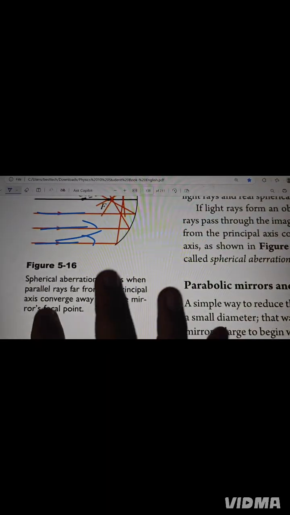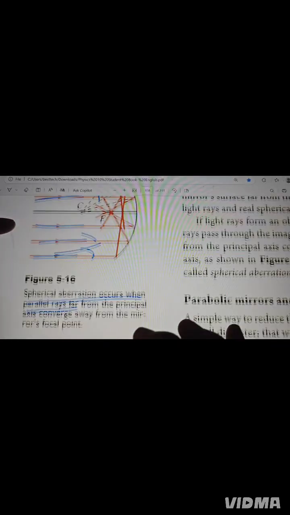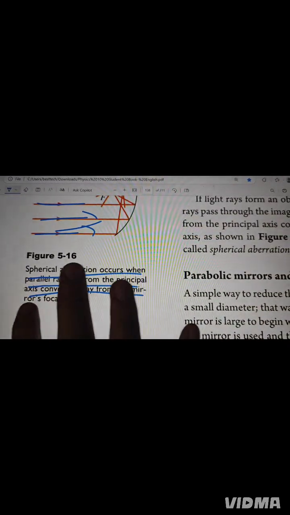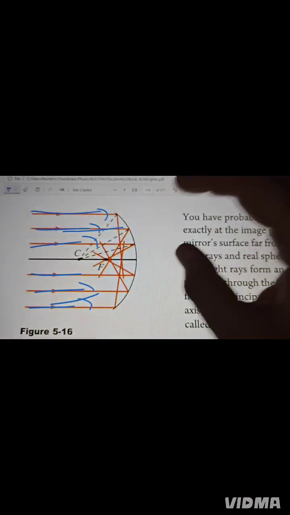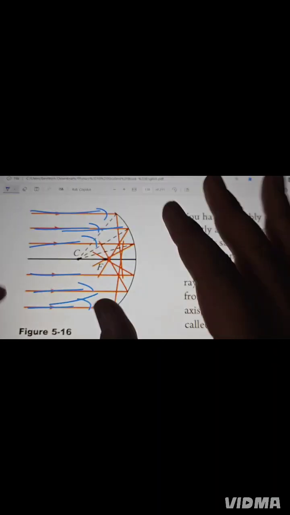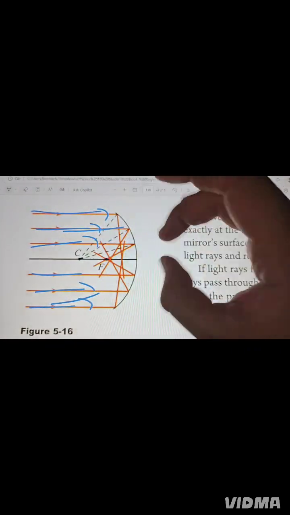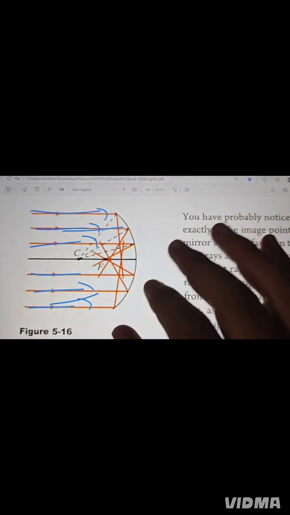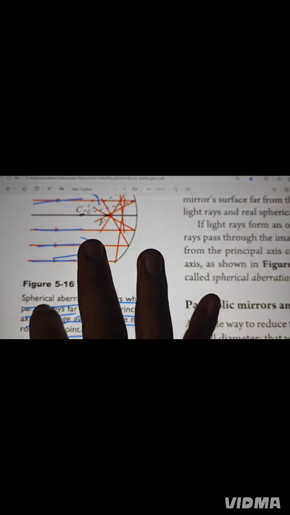Spherical aberration occurs when parallel rays from the principal axis converge away from the focal point of the mirror. It means all of the light after reflecting back from the surface is converging away. They are not passing through the focal point. All of them are reflecting in random directions. So in that case, we get a problem, called spherical aberration.